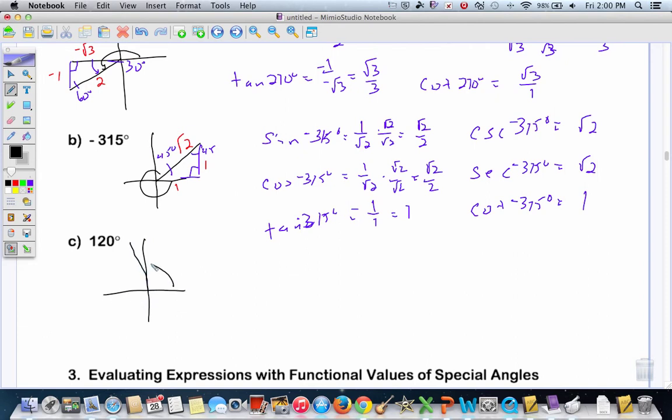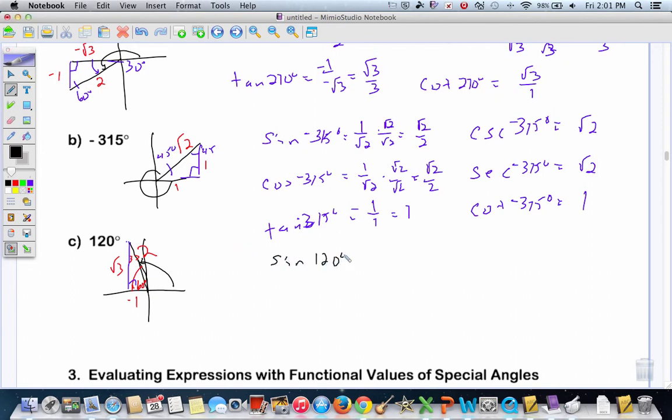I have 120 degrees up here, so 120 degrees will be measured somewhat in this format. If we make a reference angle, we'll come straight down to our x-axis here. That reference angle will be 60 degrees. We'll come straight down to make our right triangle, which means we have a 30, a 60, and a 90. And the length of those sides will be 1, square root of 3, and 2. Make sure we keep track of what quadrant we're in. We're in the second quadrant, so the x is negative, the y is positive, the hypotenuse is always positive.